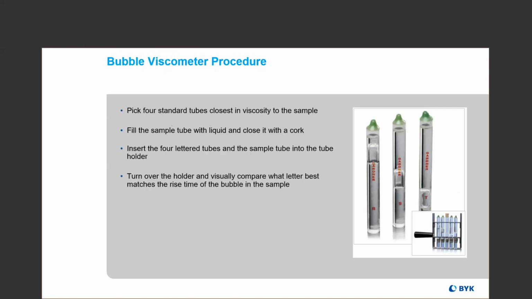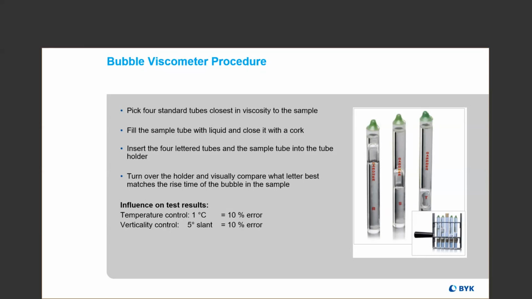And so you insert the 4 lettered tubes, the bubble viscometer tubes with the standards in them, along with your sample tube into the tube holder, which is that little holder you see at the bottom right with that black handle. And then you turn the holder over, and so all of these tubes of liquid are being turned over at the same time, and you're going to visually compare what letter of bubble viscometer best matches the rise time of the bubble in your sample.